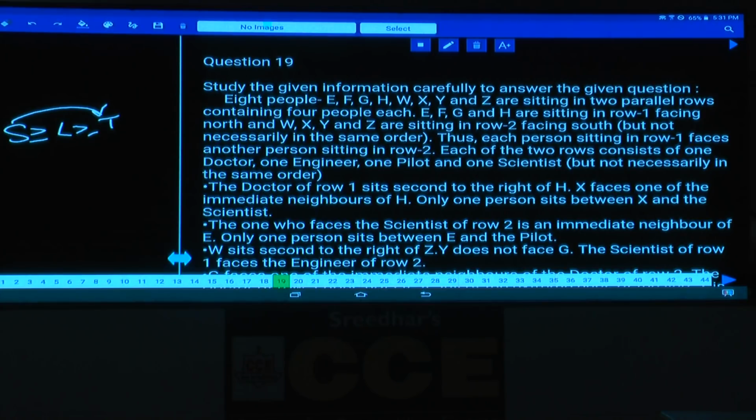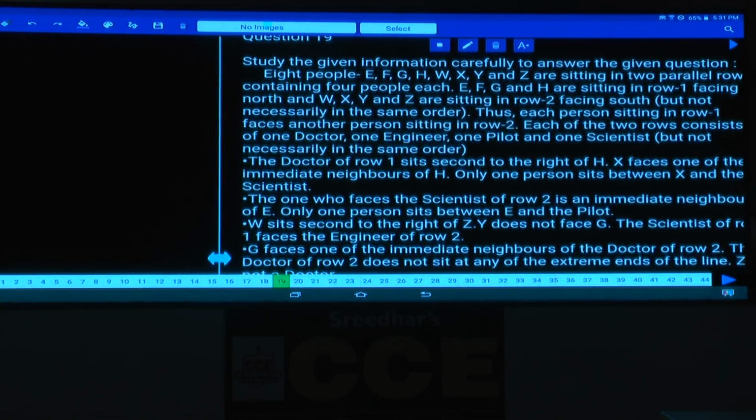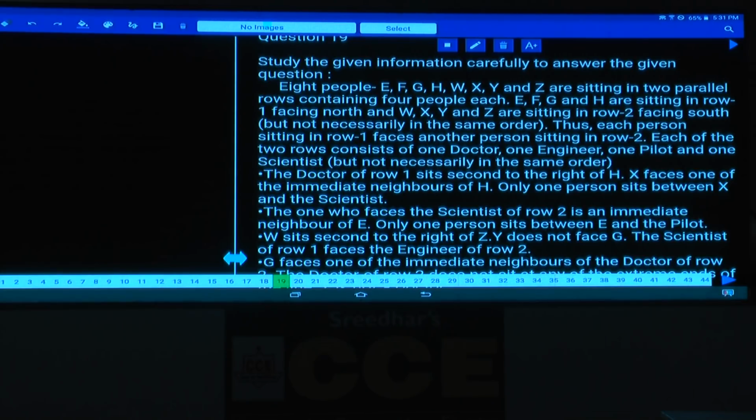Then question number 19 onwards. 8 people E, F, G, H, W, X, Y and Z are sitting in 2 parallel rows containing 4 people in each. 1, 2, 3, 4 and another set 1, 2, 3, 4. E, F, G and H are seated in row 1 facing north. Now this is row 1 facing north, and the persons here are E, F, G, H, and this is row 2.